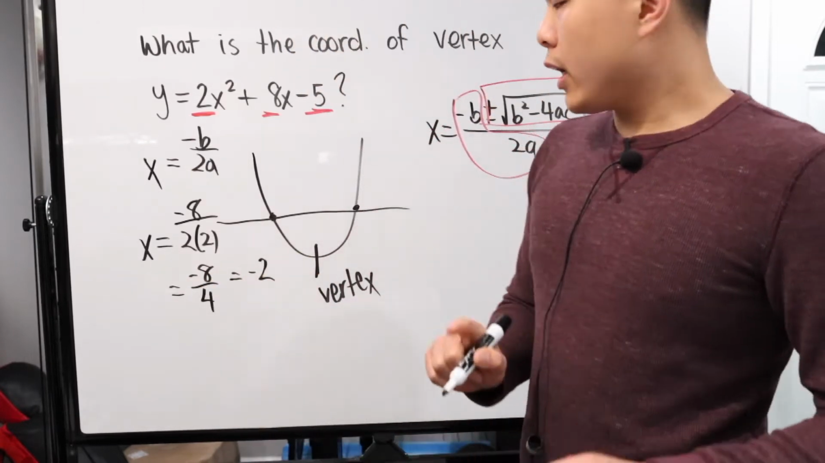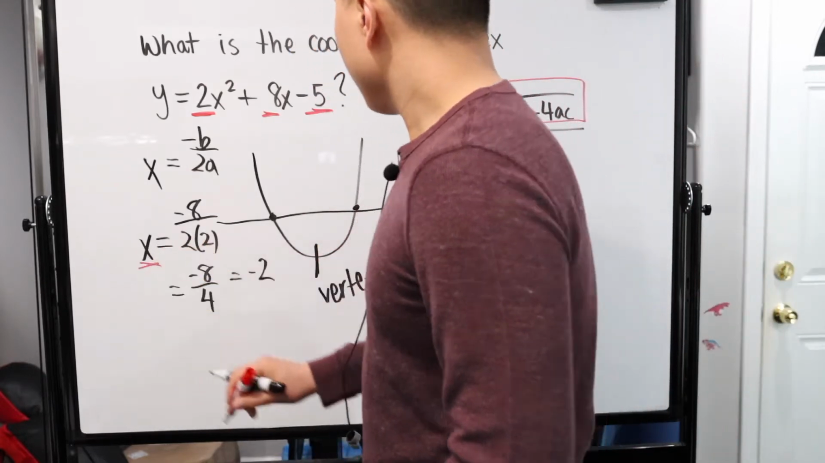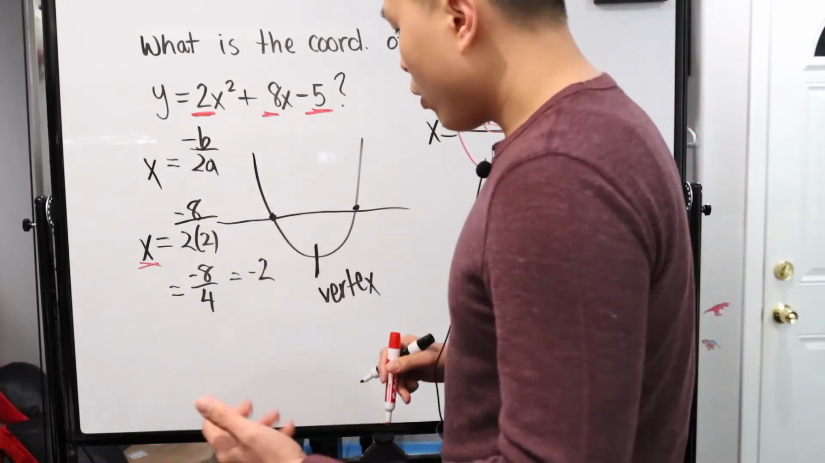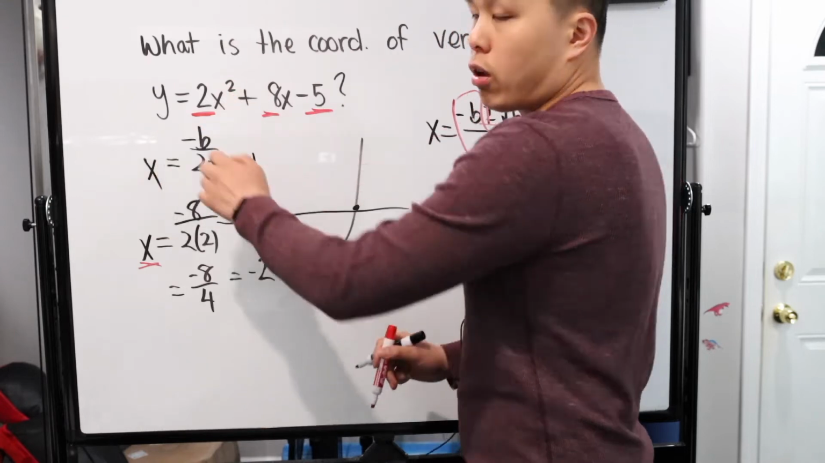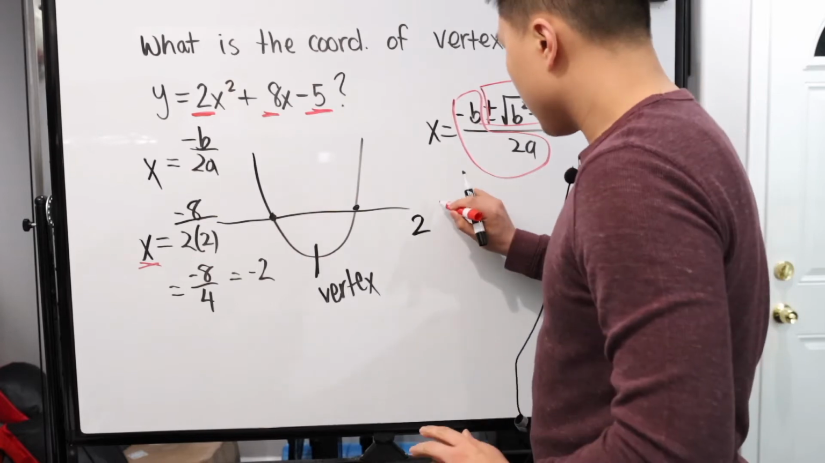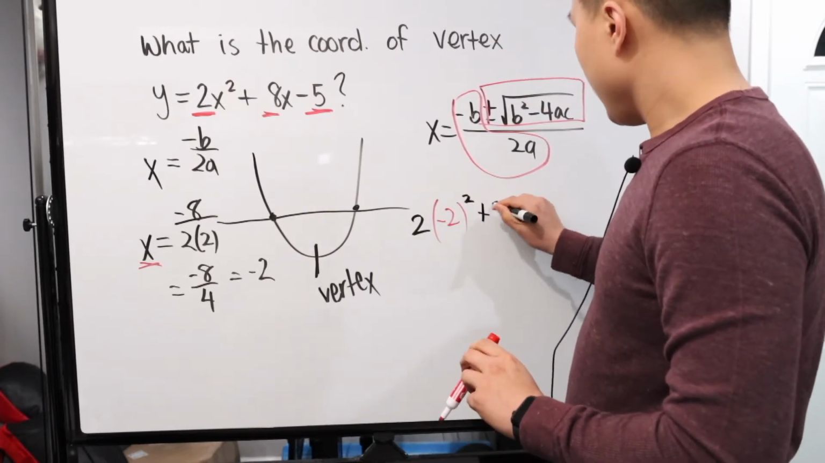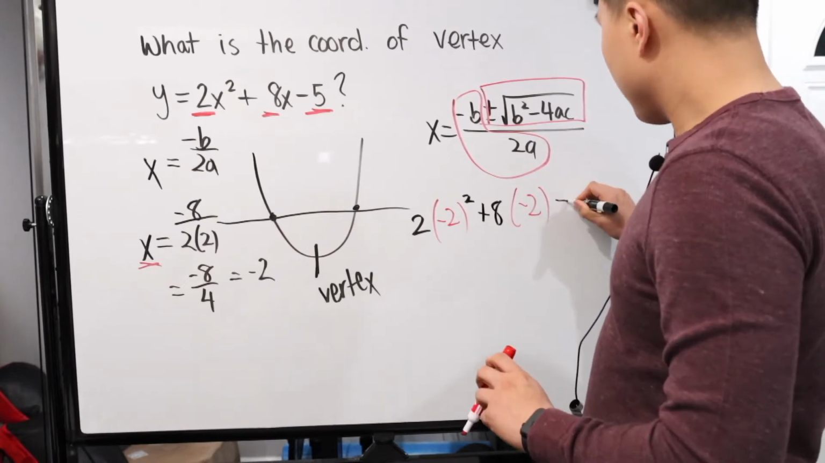Okay, we're not done though. This right here is only, once again, the x-coordinate. If we want the entire coordinate of the vertex, we need the x and y. Well, once we have this, make sure that we remember to plug it into the equation and solve for y. So in this case, we're going to have 2 times negative 2 squared, plus 8 times negative 2, minus 5.